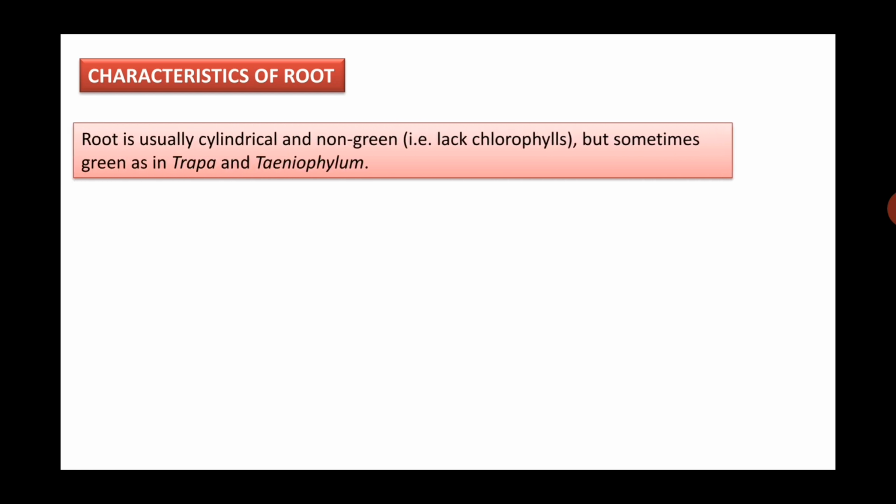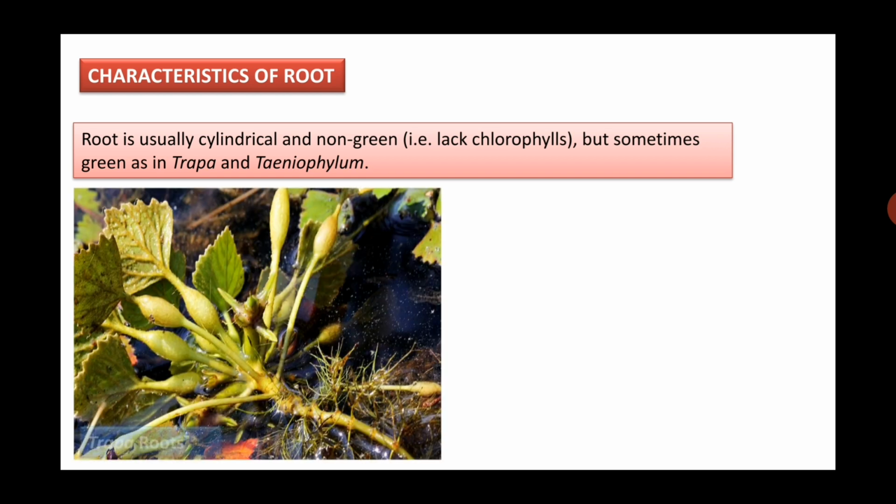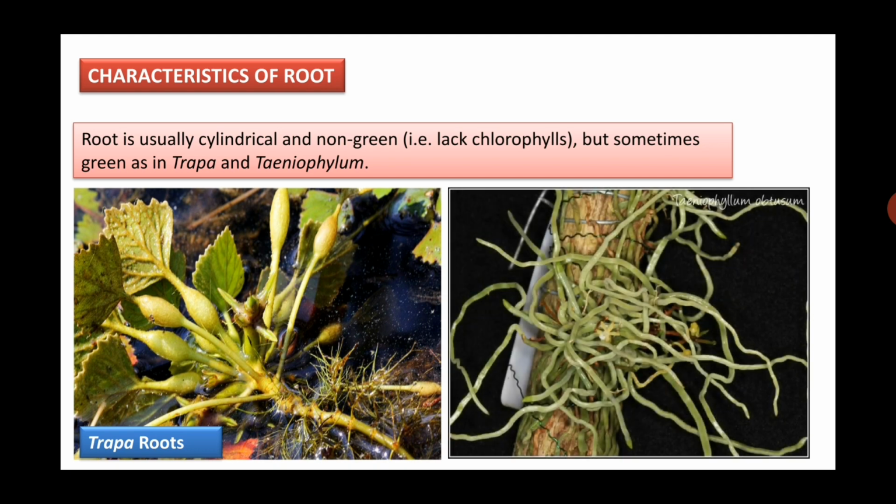Then let us see characteristics of root. Root is usually cylindrical and non-green, that is lacking chlorophyll, but sometimes green, as in Trapa and Taeniophyllum. So the exceptional plants are Trapa and Taeniophyllum, in which the root is green in color.